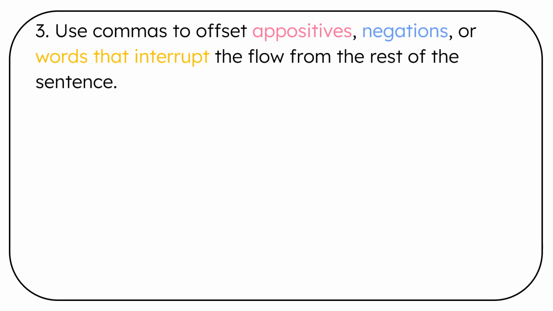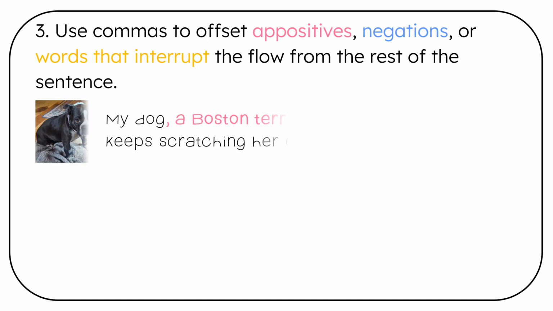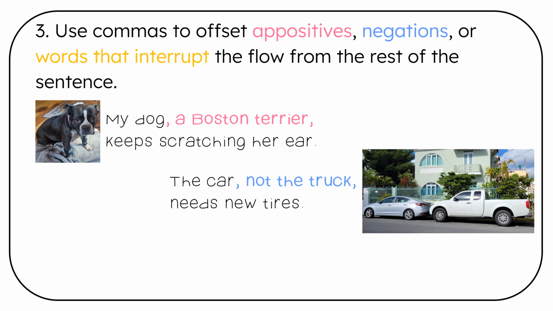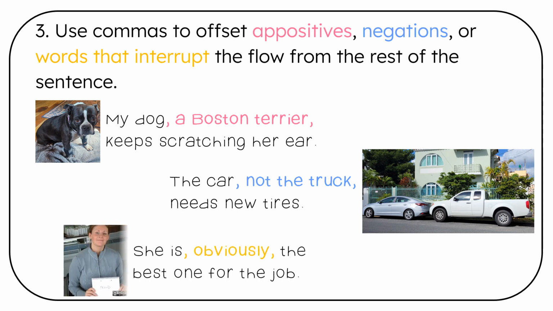3. Use commas to offset appositives, negations, or words that interrupt the flow from the rest of the sentence. My dog, a Boston Terrier, keeps scratching her ear. "A Boston Terrier" is an appositive. It's explaining what the dog is. The car, not the truck, needs new tires. "Not the truck" is a negation. She is, obviously, the best one for the job. "Obviously" is a word that interrupts.